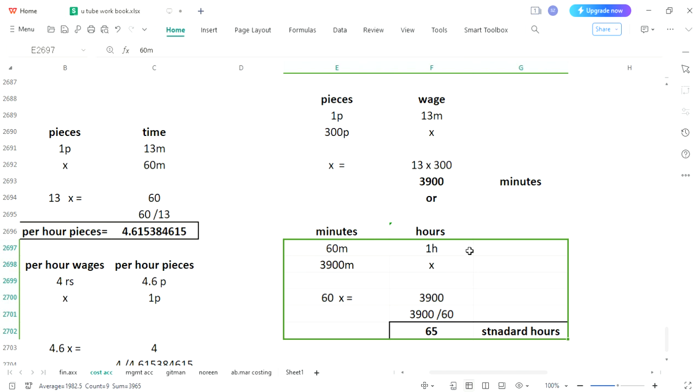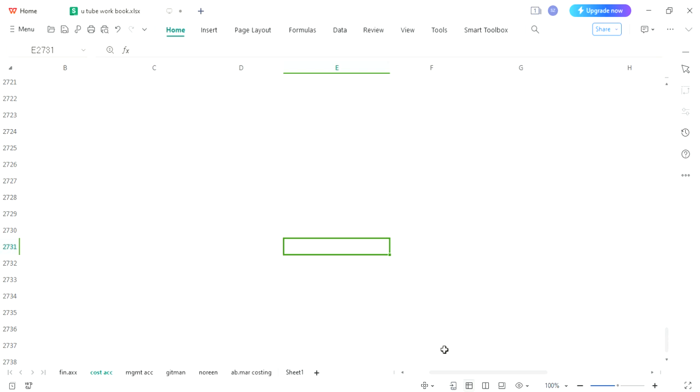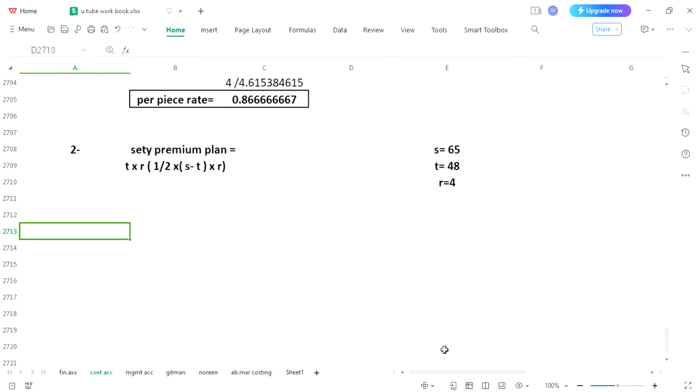60 minutes are present in 1 hour, 3900 minutes were for the pieces, and we have calculated hours. And how we have calculated 3900 minutes is present over here. One piece needs 13 minutes, 300 pieces this worker has made. How many minutes? 3900 minutes, or you can call it 65 hours. So in this way we had completed our inputs.